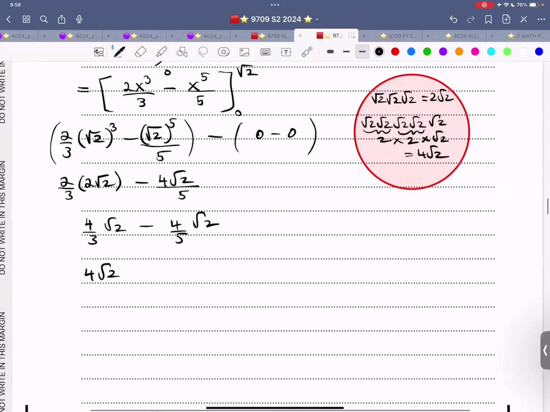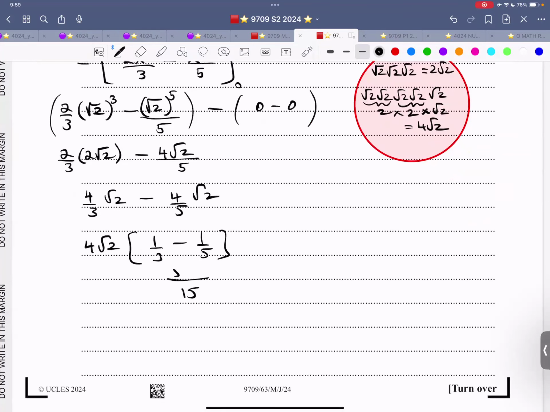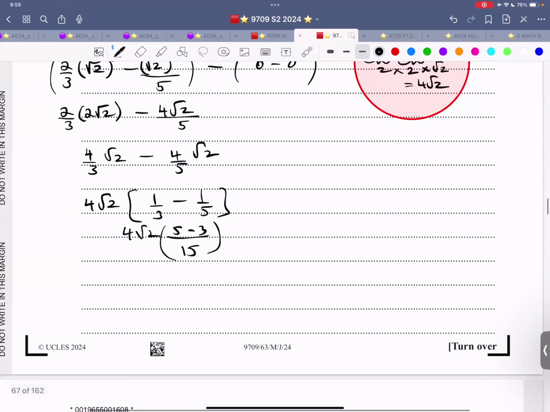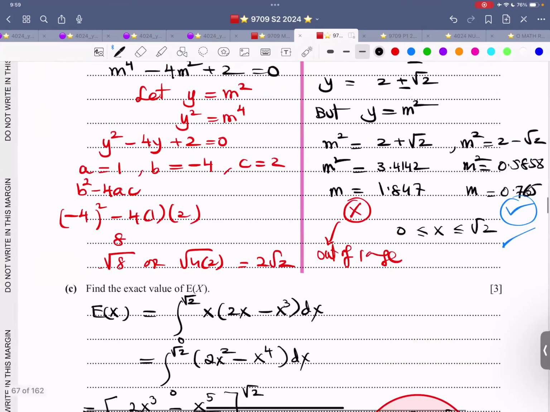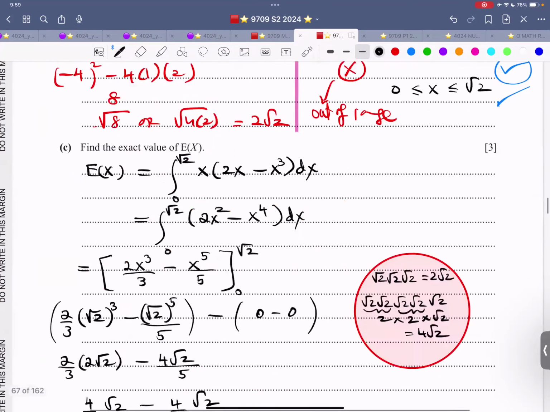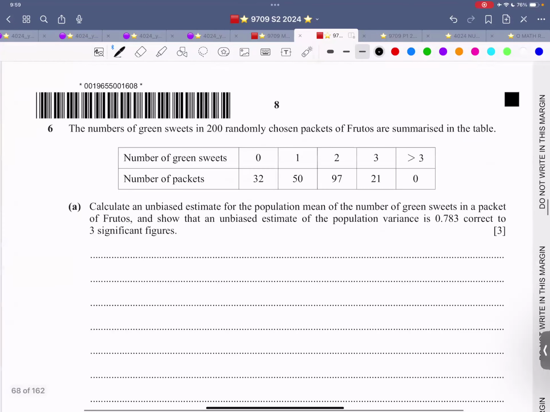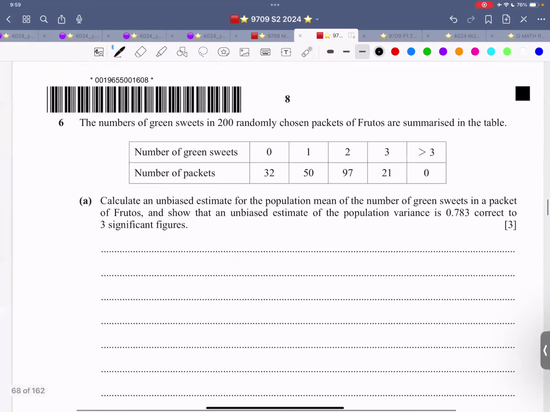Let me write this 4 root 2 outside. This is 1/3 minus 1/5. So therefore, this is 15, this is 5 minus 3, into 4 root 2. 2 into 4, that's 8 root 2 over 15. That's the answer in the exact form. So even in S2, they are making us work with the exact form and this guy's quadratic equation. That's too much of pure math.